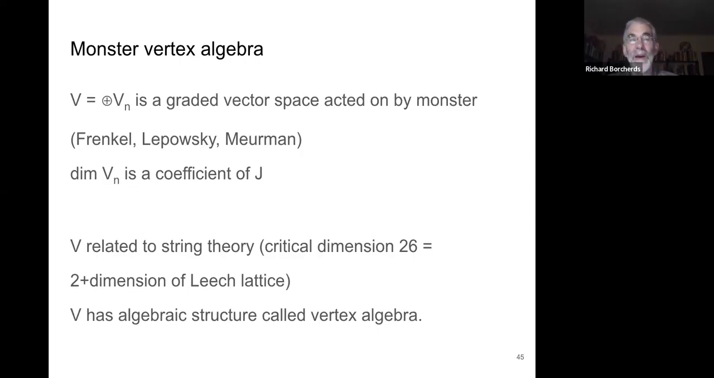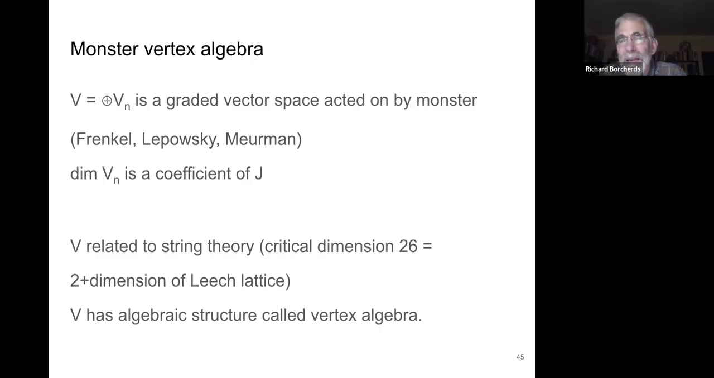What they discovered was something called an infinite dimensional graded vector space. On the one hand, the monster acts as symmetries of this. And on the other hand, the coefficients of the elliptic modular function appear in the structure of this space. The construction of this is rather complicated. It turns out to be related to string theory. So string theory, as you've heard, is this supposed theory of everything.